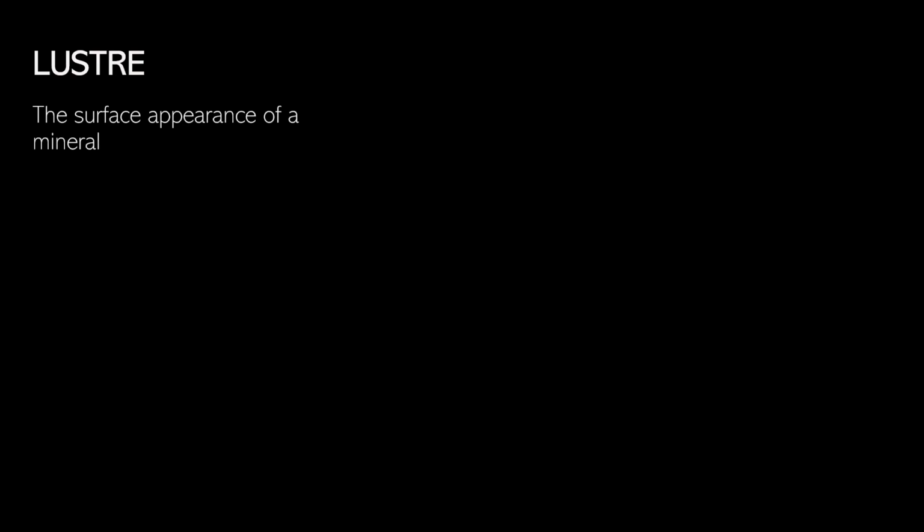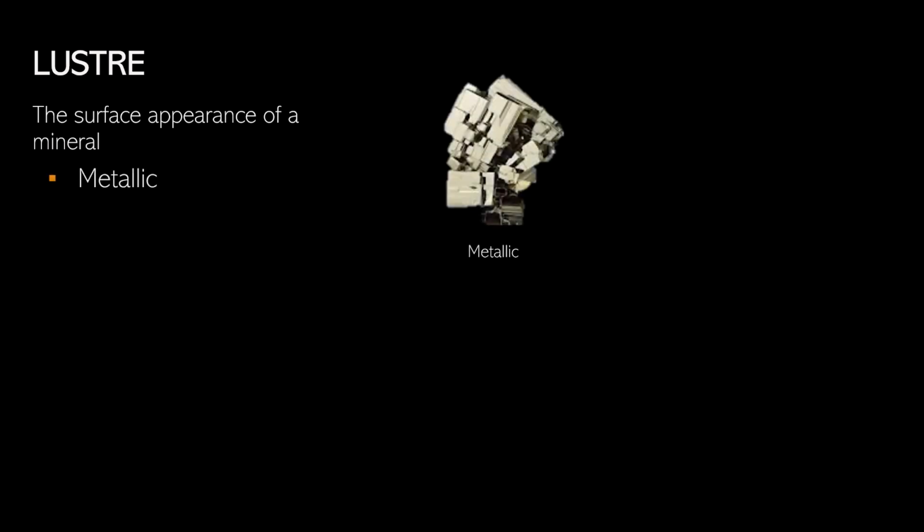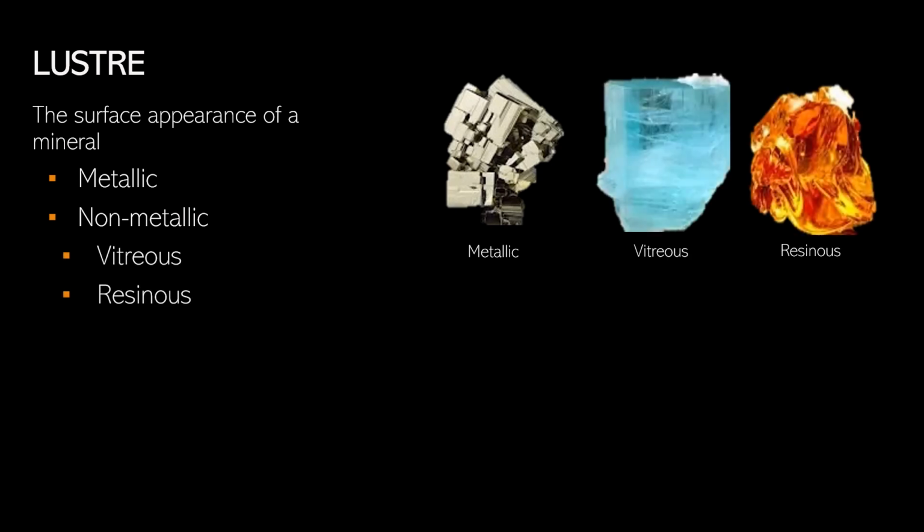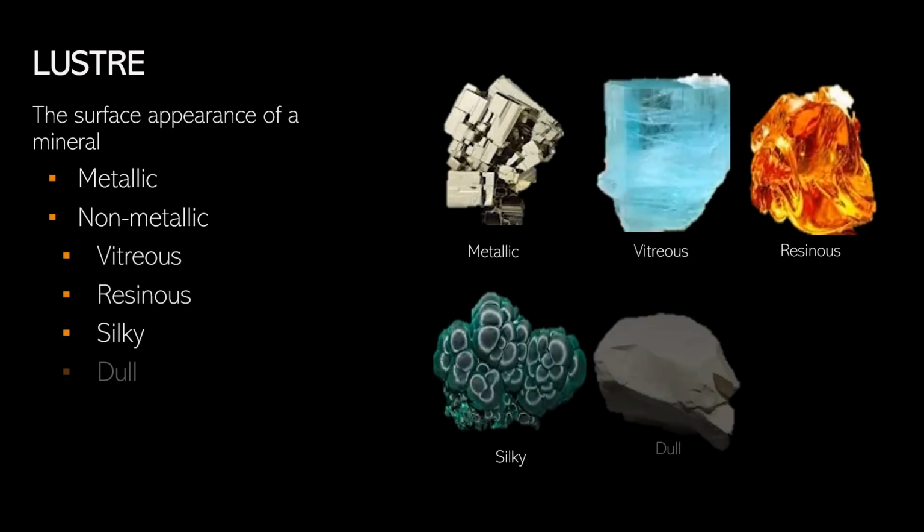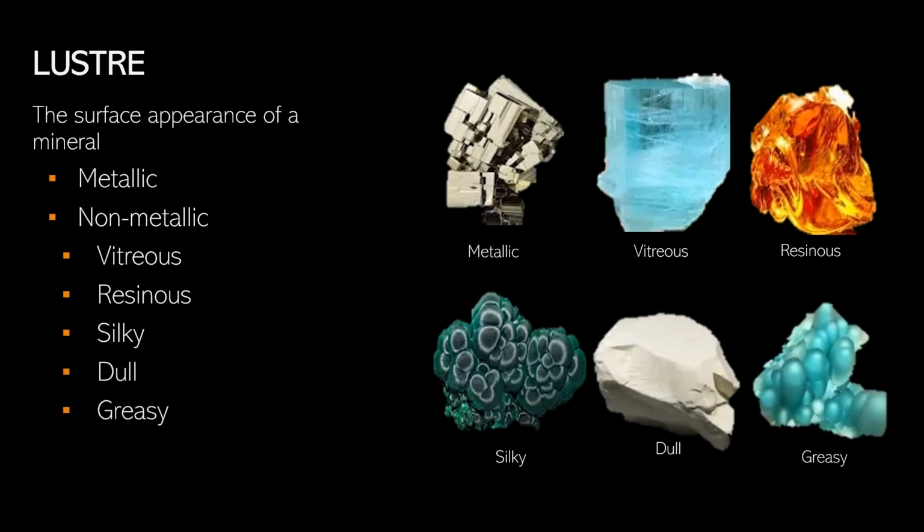Lustre. Lustre refers to the surface appearance of a mineral, or what it feels like to the touch. Lustre may be described as metallic, which pretty much speaks for itself, or non-metallic. Amongst the non-metallic group are such descriptors as vitreous, resinous, silky, dull, and greasy. Other descriptions are available. Identifying a mineral as having a metallic lustre can greatly reduce the range of minerals to be considered.